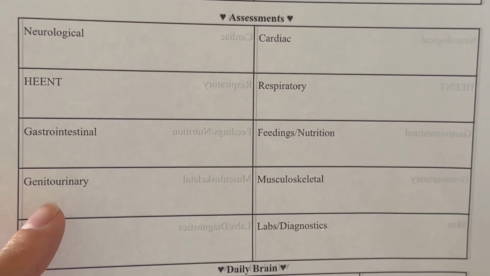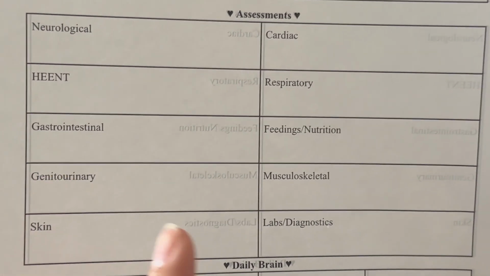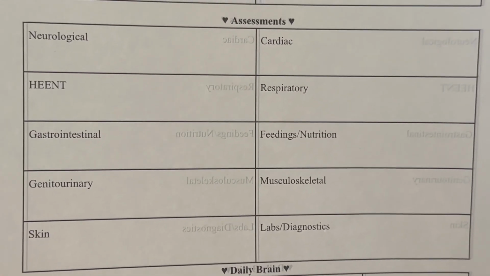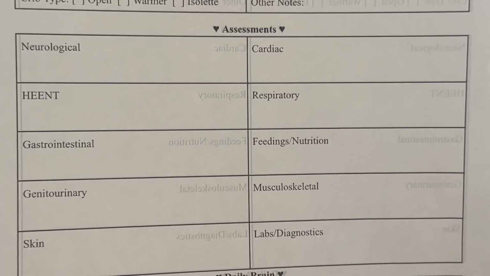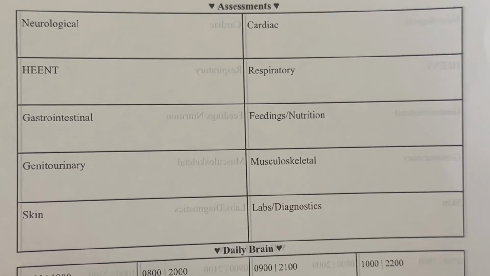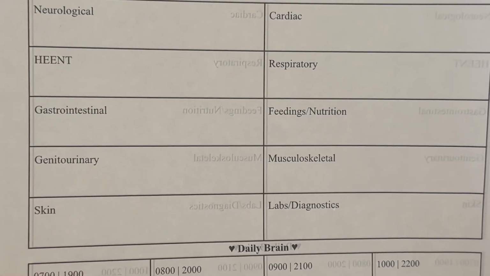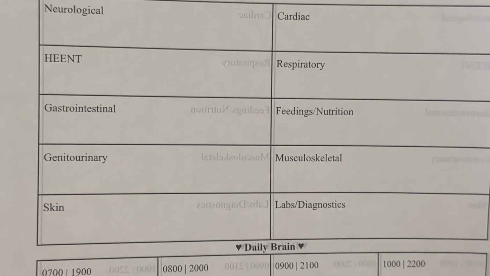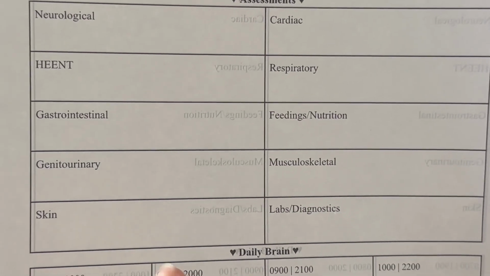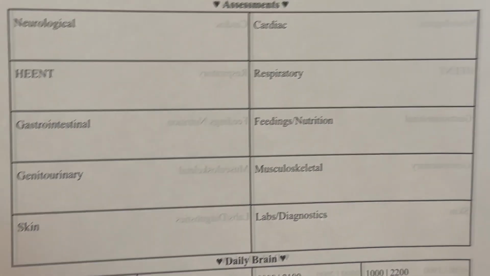Then you have the urinary system. So then you can write anything here, like if they have a Foley maybe, or if they have incontinence, or if they have some weird looking diapers, maybe you can put that in there. And then we have skin. You can say if they have a temp probe on, you can say if they're mottled, if they're dry, if they're peeling, anything here, you can note the difference in skin on here.